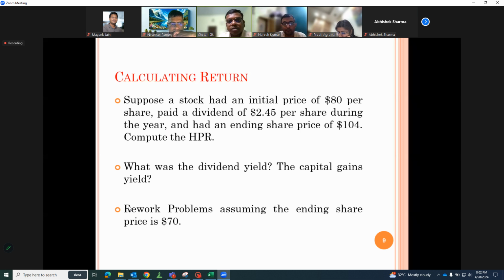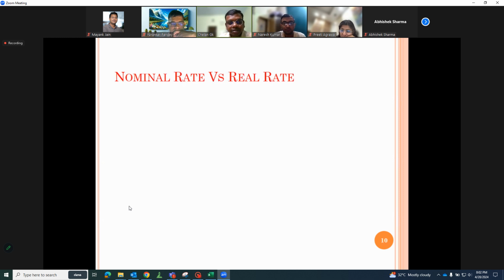You will do this problem once I give this slide to you. I'm just skipping, it is quite basic. So let us go for the nominal rate of return and the real rate of return. Tell me, what is nominal rate of return? Anybody knows this?